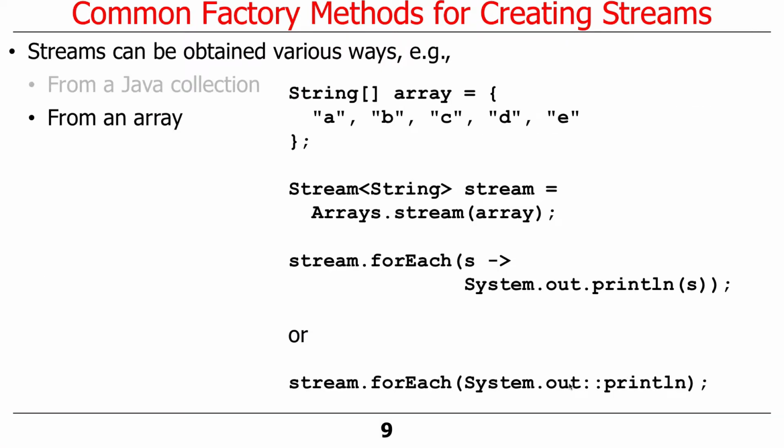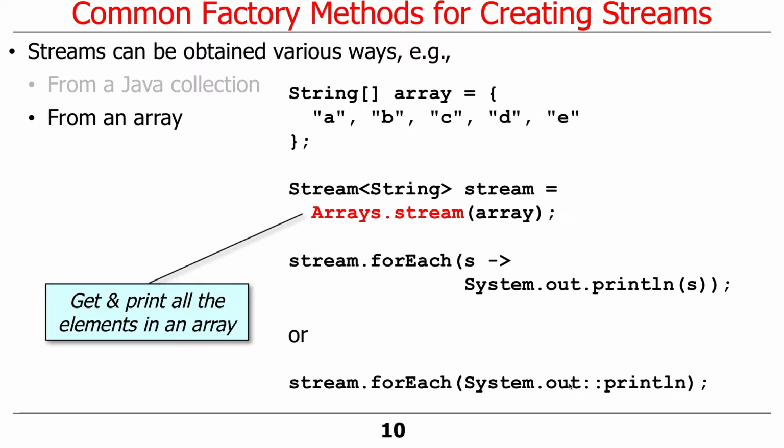You can also take an array and convert it into a stream. So here you can see we have an array of strings. A, B, C, D, E, those are all strings. And down here we're going to say Arrays.stream, that's the factory method, and this will go ahead and convert the array into a stream of strings, and then we can go ahead and do something to it. You can use the forEach loop to print it out this way, or you can use a method reference and print it out that way. They both do the same thing.